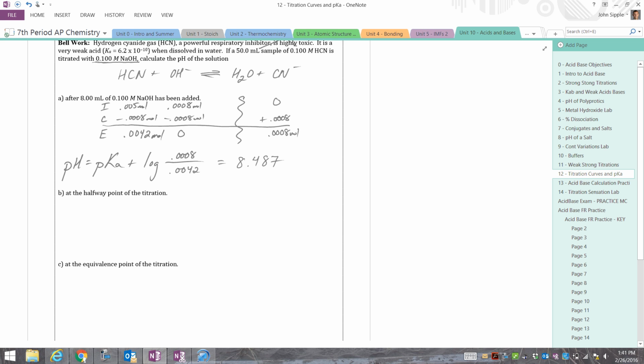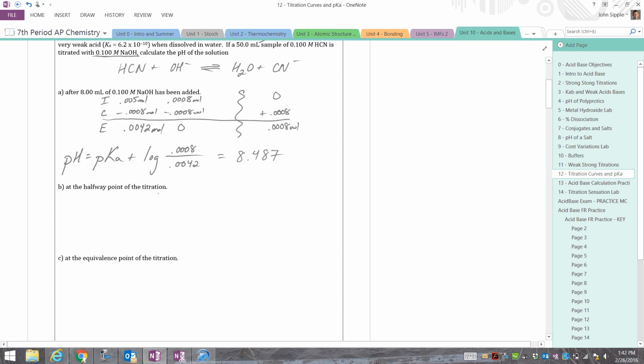So at the halfway point of the titration, what point is that? Why does pH equal pKa at this point? Yeah, we got the same amount. Halfway, we have the same amount of HCN to CN minus in solution. So the log expression of those goes to 0, right? That's because this is the half equivalence point.